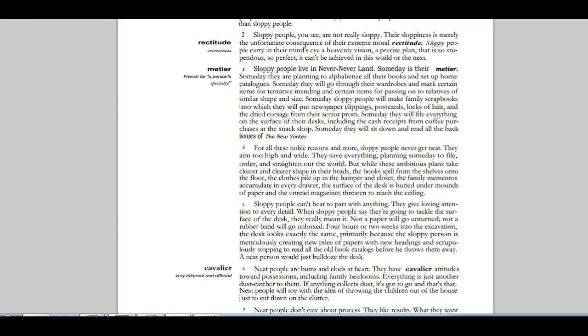Similarly, another one of the essays was the sloppy versus neat people, also done with kind of a facetious tongue-in-cheek tone, comparing sloppy people and neat people. And this one looks at all the things about sloppy people and then looks at all the things about neat people, and that's one acceptable way of organizing.